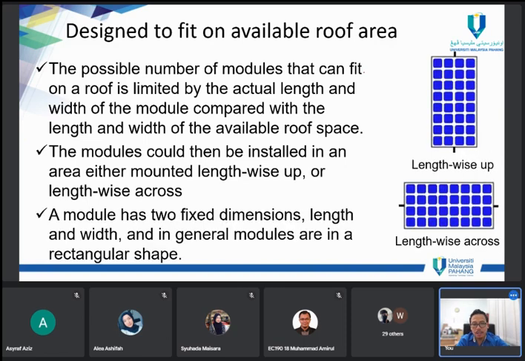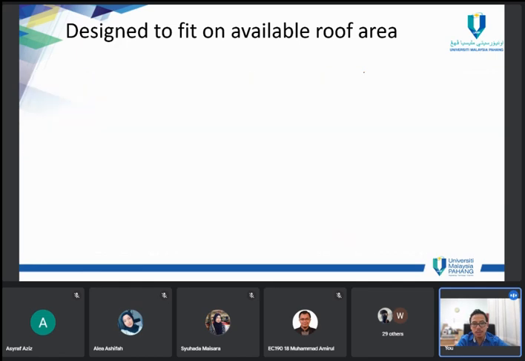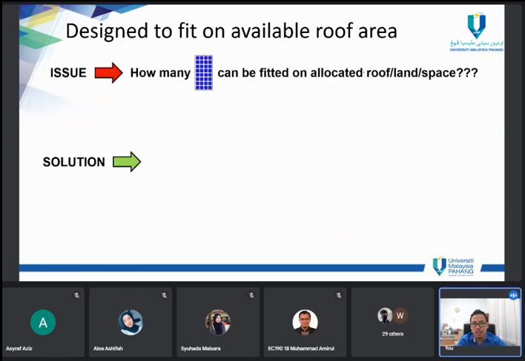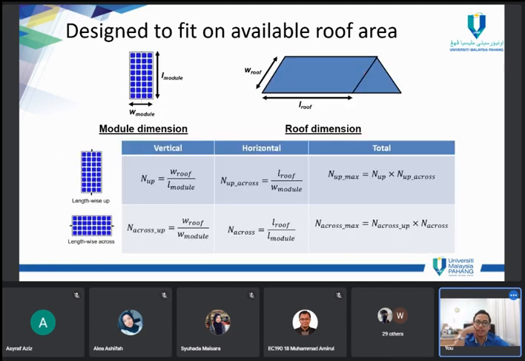So there will be the two possibility whether it is arranged in lengthwise up or lengthwise across in order to fit in the roof or the land. Okay, there's an example for the lengthwise up and lengthwise across, and the solution like we already learned before, just to arrange it upwards and the crossing from the left to the right of the roof.